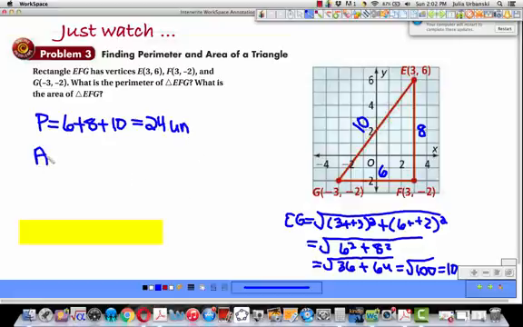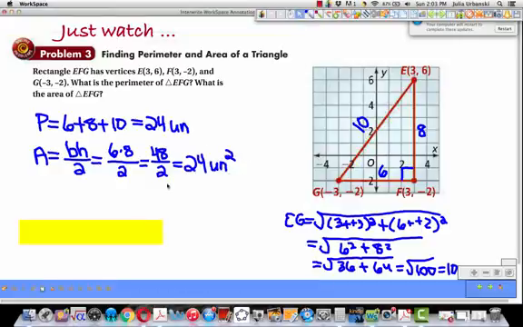Area is actually a little bit easier because all you need to do is base times height divided by 2. So looking at my triangle, I have 3 numbers there. How do I know which one is the base and which one is the height? It's always the one where the right angle is. See this right angle right here? Those 2 numbers are your base and height. So it's 6 and 8. So you're going to do 6 times 8, and then you're going to divide by 2. That's 48 divided by 2, and that's 24 units, but since it's area, you have to say units squared.